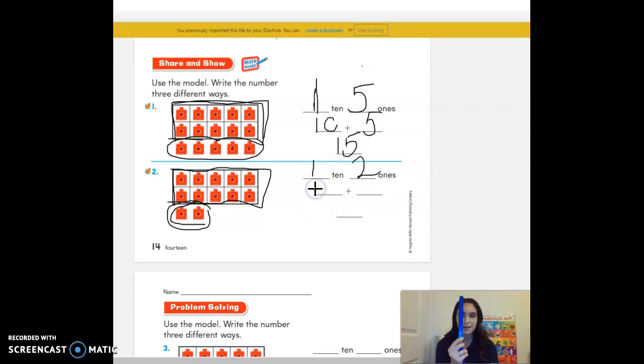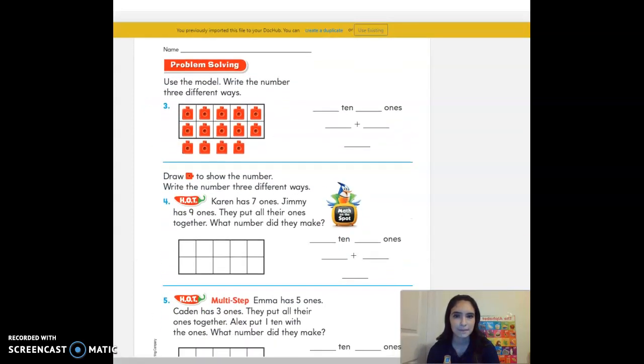And if I want to write that in an addition sentence, I'm going to say 10 plus 2, right, is another way to show that I have 1 ten and 2 ones. Okay, so 10 plus 2 equals 12. All right, great job, guys.